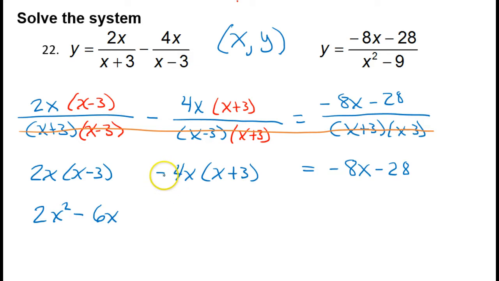And be careful to distribute negative 4, not just 4, or not just 4x. It's negative 4x. So this will be negative 4x squared and negative 12x, not positive 12.